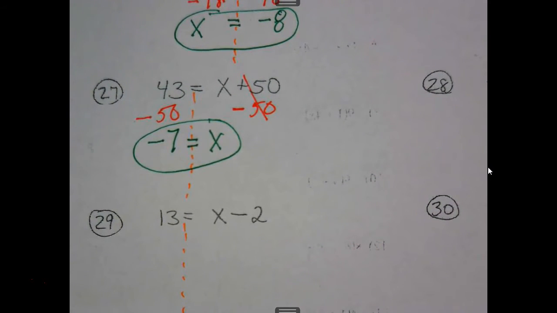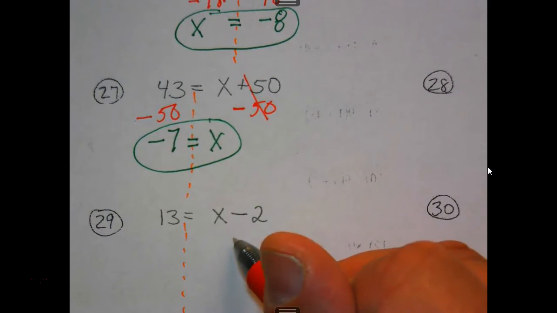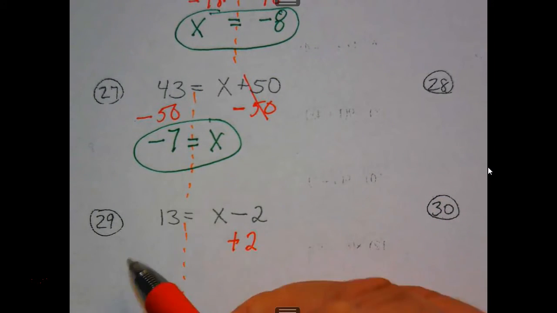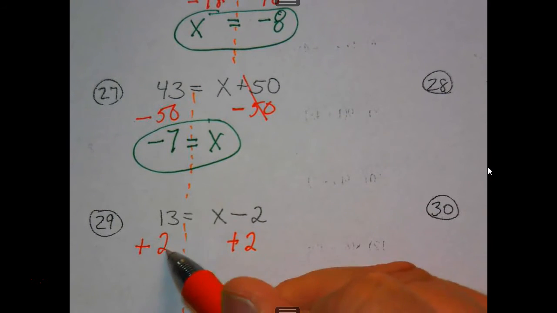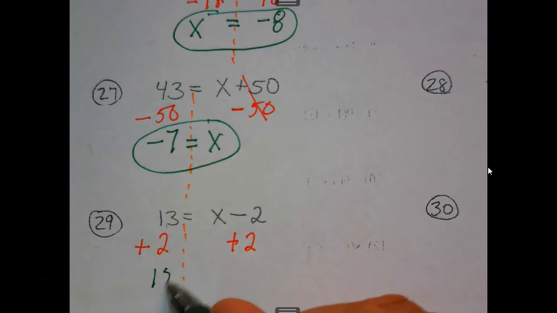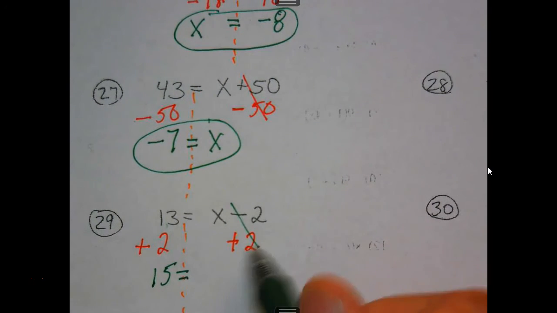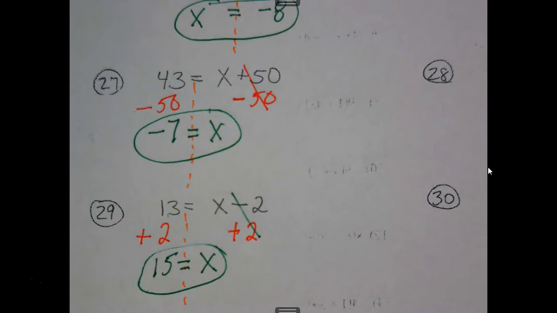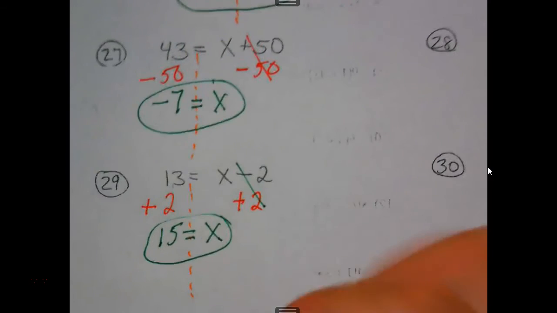And the last one I'm doing, these are called one-step equations. So I'm going to add 2 to both sides to get the x by itself. 13 plus 2, 15. These add up to 0. Bring down your x. It doesn't matter what side you put it on. Okay. Questions, comments, concerns? Yeah, you could write it either way. It doesn't matter.